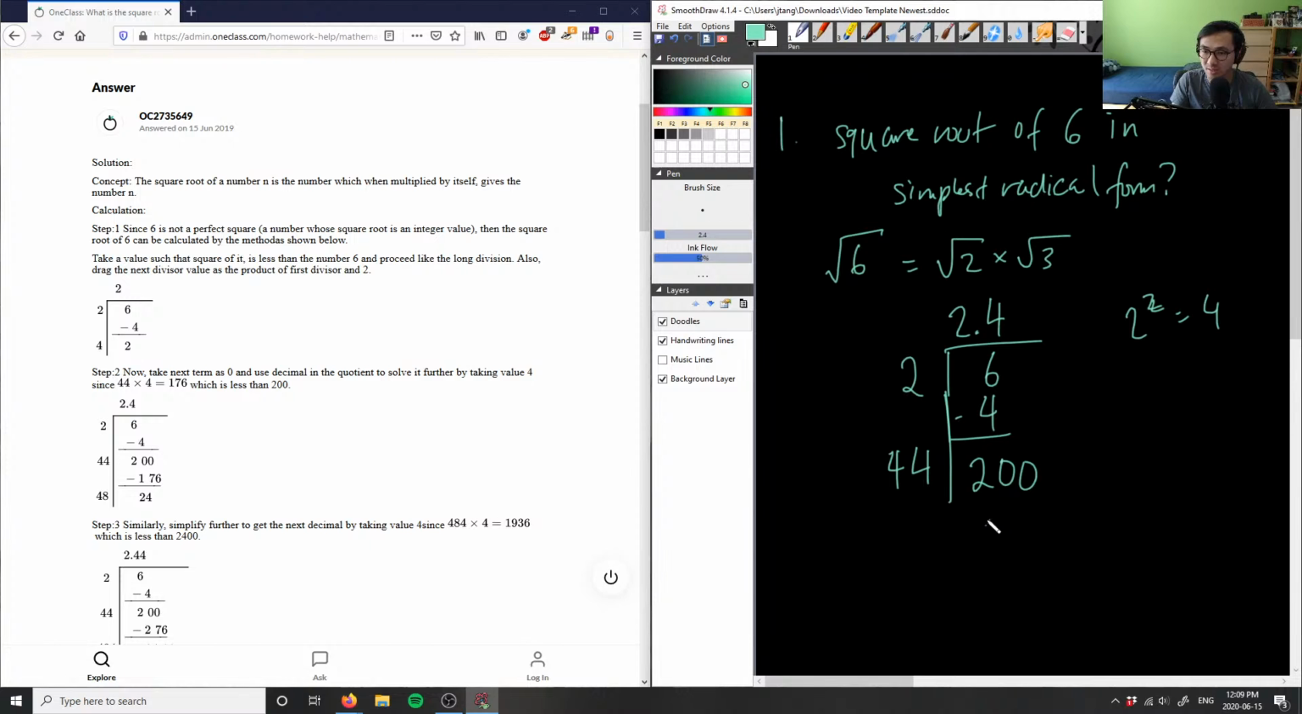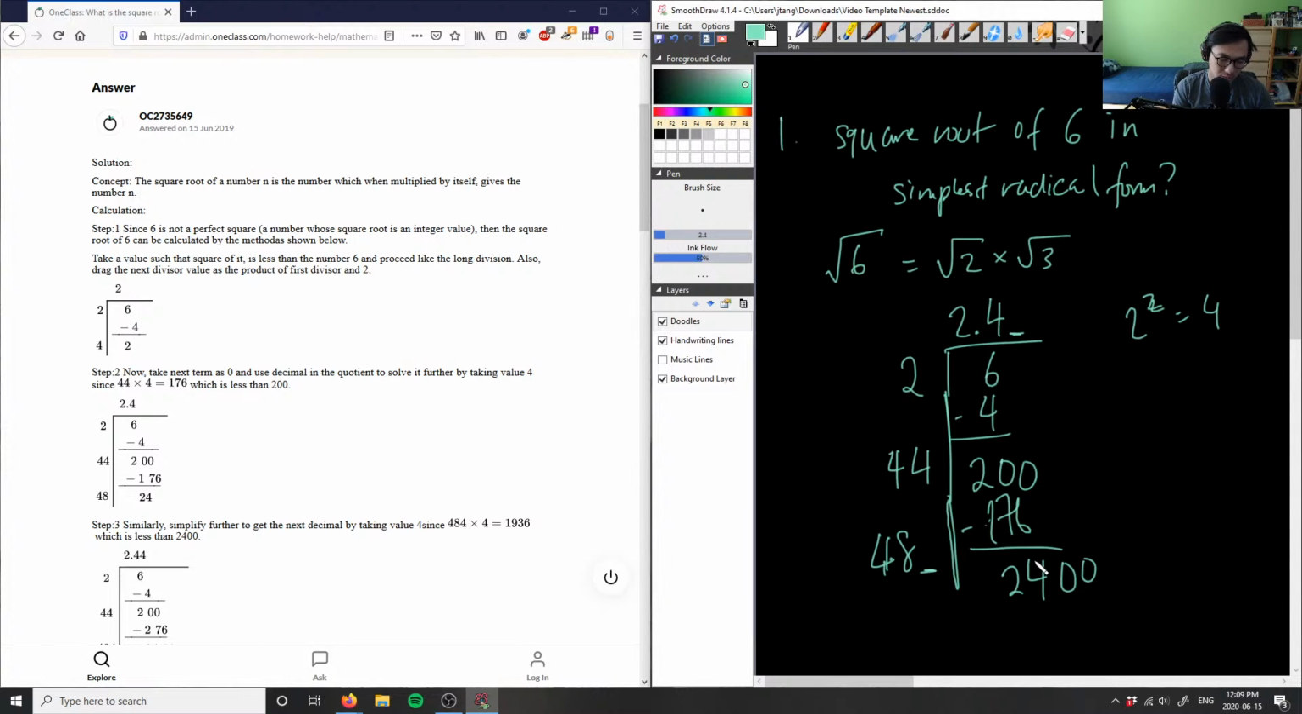44 times 4 is 176. Subtract those two numbers, we get 24. What we can do again here is take the last digit and double the number here, so this becomes now 48. Then we're going to add 2 more zeros here, and we want one more decimal here. So again, I'm looking for a number where these two have to be the same numbers that multiply closest to 2400. So let's start from 481 times 1 is 481. 482 times 2 would be 964.